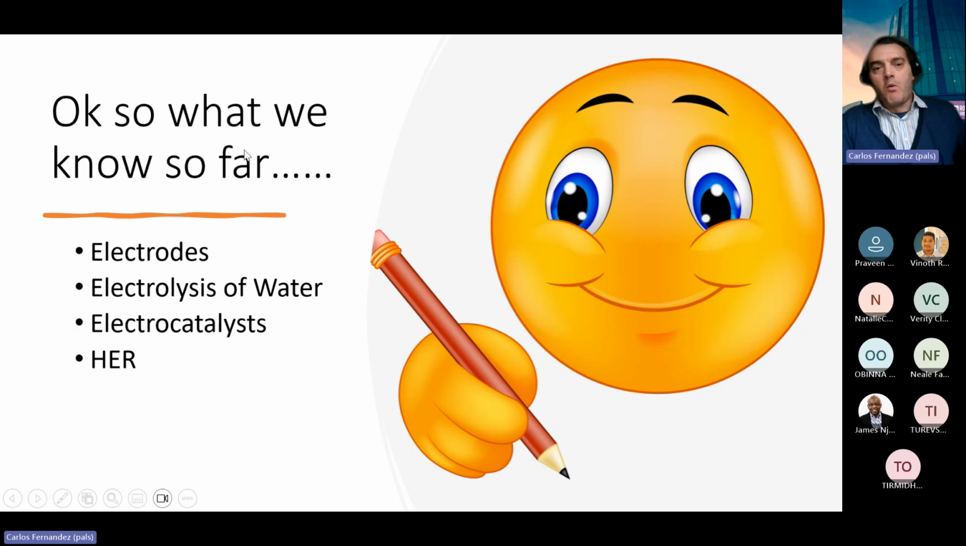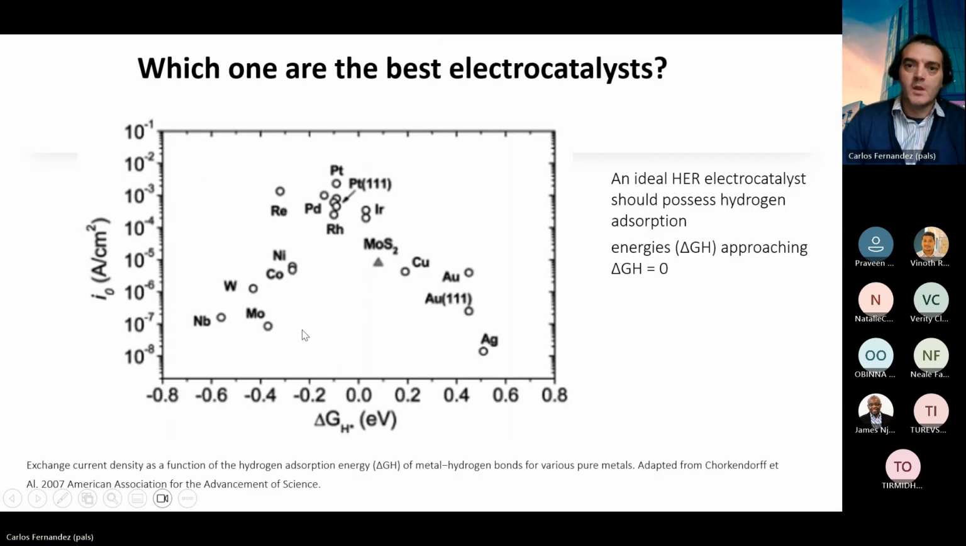So, okay, what we have mentioned so far: electrodes, electrolysis of water, some electrocatalysts, some of the hydrogen evolution reaction, and some of the oxygen evolution reaction, and some examples. So in the slides before, I mentioned fuel cells, and the history of fuel cells, and the pioneers, Sir William Grove, and also Schoenbein, about using platinum. Okay, so why did they use platinum?